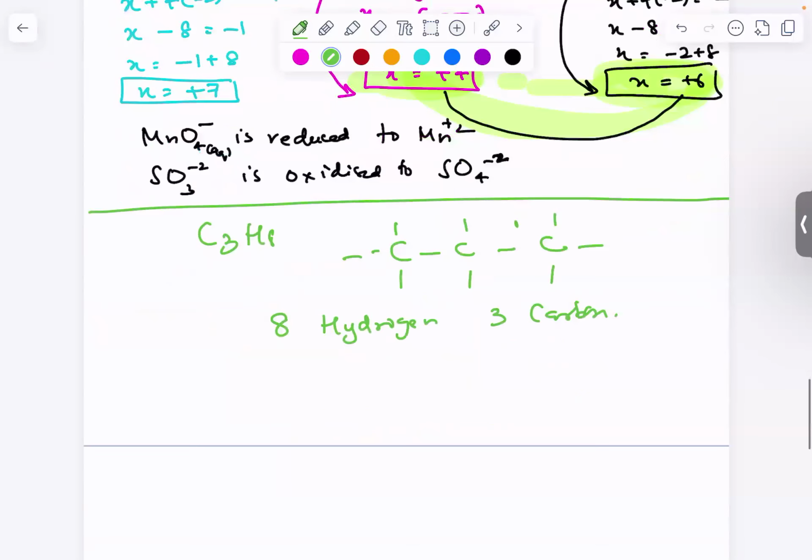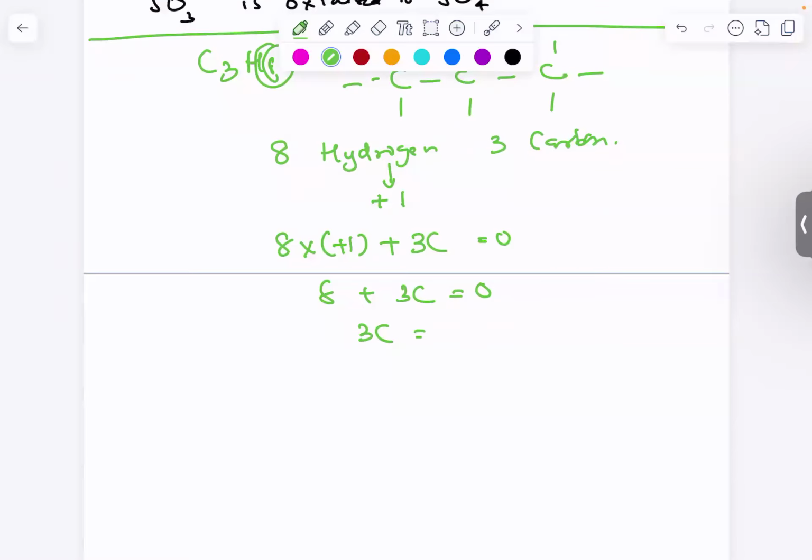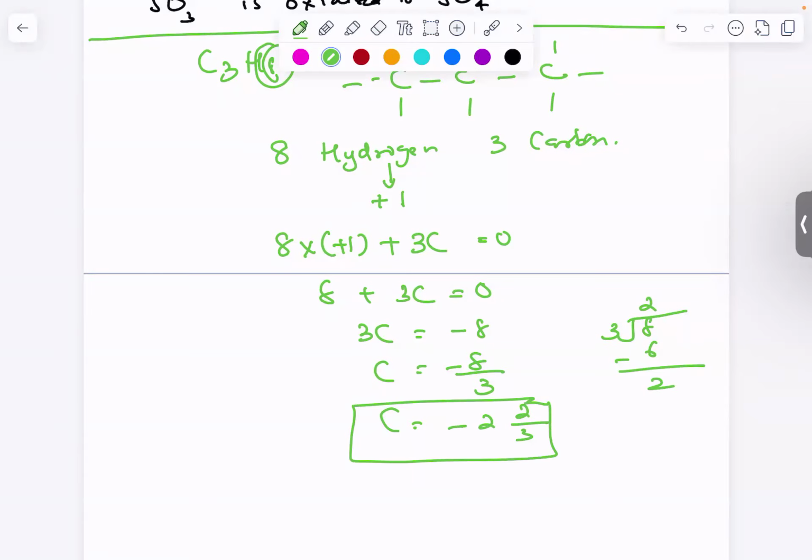They are saying that the oxidation number assigned to hydrogen is +1. So that would be 8 times +1 because there are 8 hydrogens, plus 3C is equal to 0. So 8 plus 3C is equal to 0, and 3C is equal to -8, and C is equal to -8/3. Keeping 8 inside and 3 outside, that is C equal to -2 whole 2/3. So that's what they are trying to do.